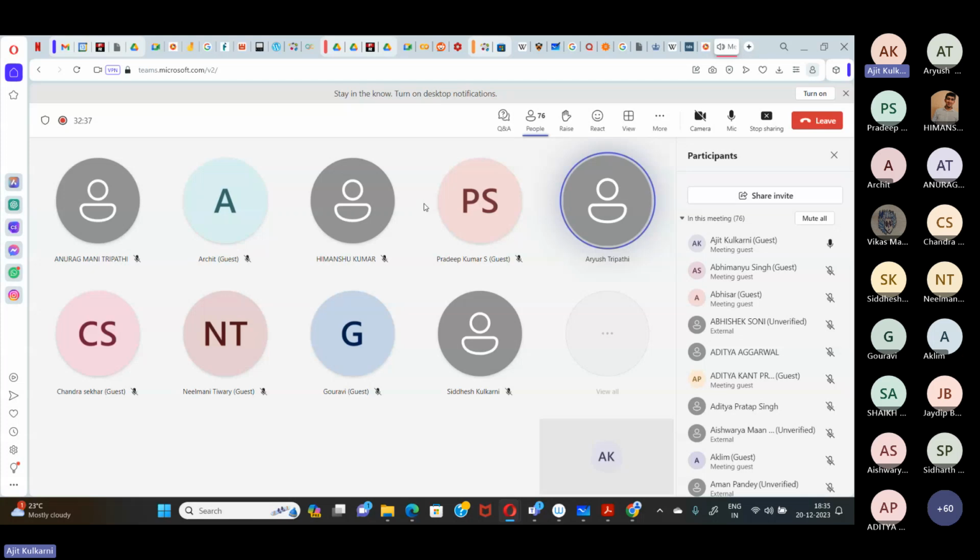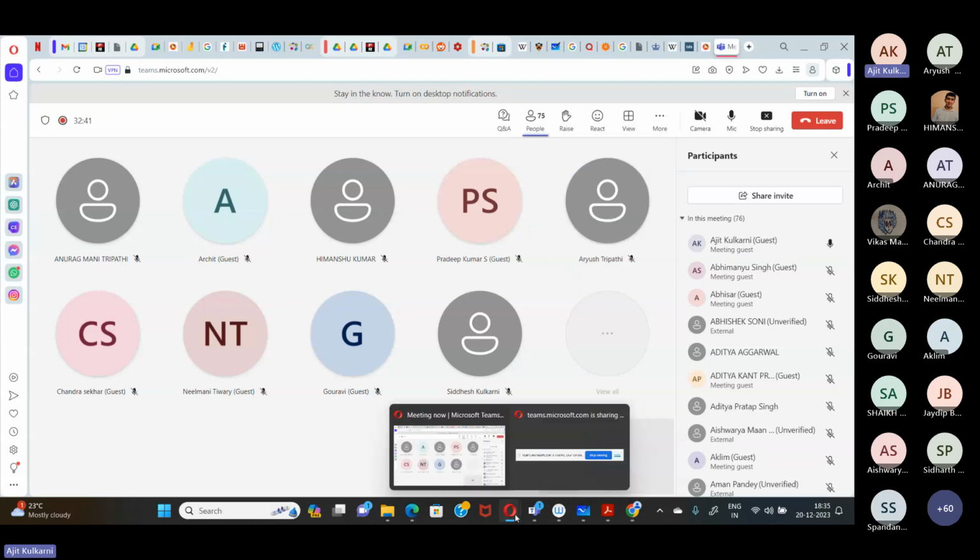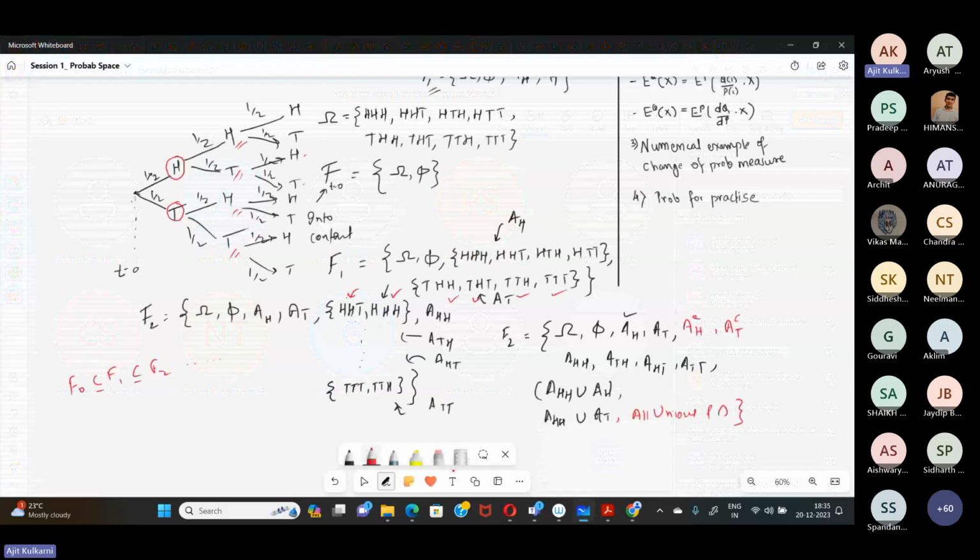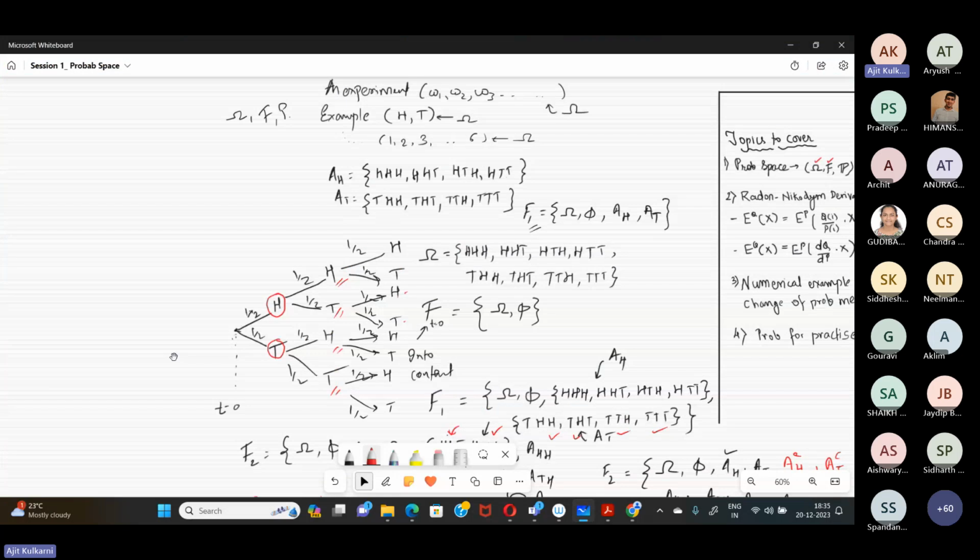Okay, let's continue. So we have seen something called filtration, right? So now let us go to what is a probability measure. A probability measure is a function which maps filtration to 0, 1. Again, given the technical aspect of it, we'll look at it in a slightly different way in terms of examples. What a probability measure does is it assigns probabilities to all the elements of the filtration, the subsets.